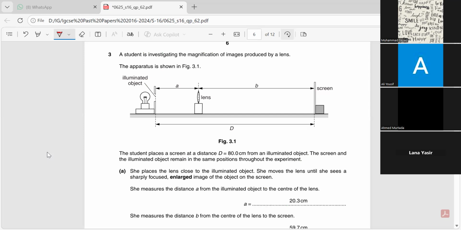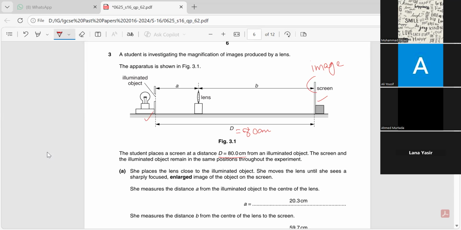Now A is the distance of the object from the center of the lens. B is the distance of the image from the center of the lens. Yes, this is the screen, and the image is made on this screen. Now the student places the screen at a distance D equal to 80 centimeters from the illuminated object. So this distance is basically 80 centimeters. The screen and the illuminated object remain in the same position throughout the experiment. So these two are fixed. Only the lens can be moved in this experiment.